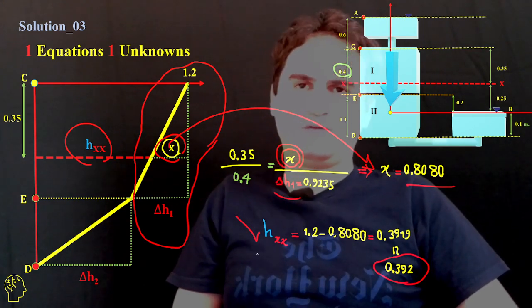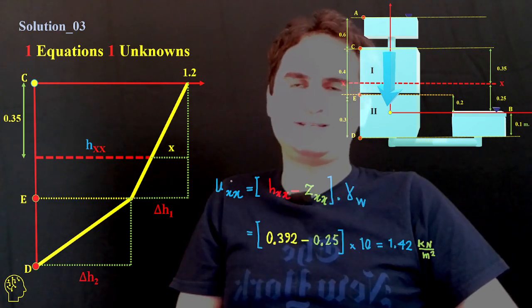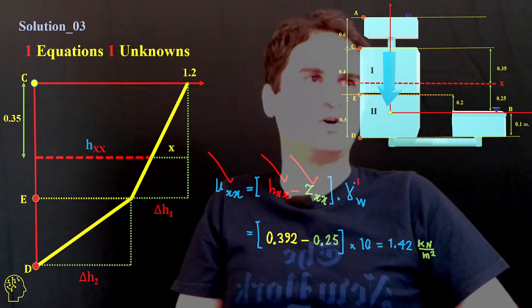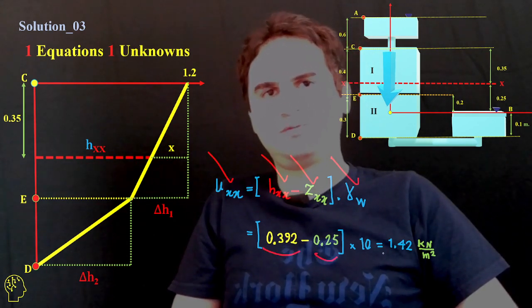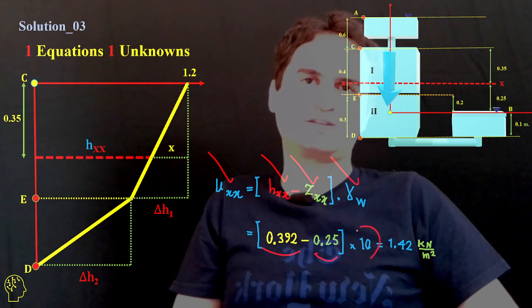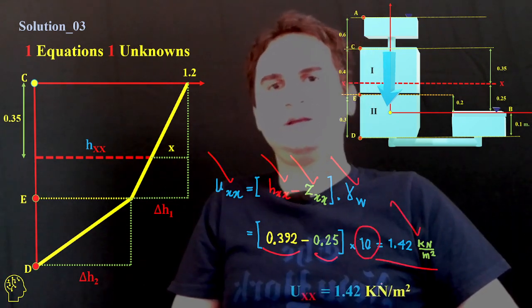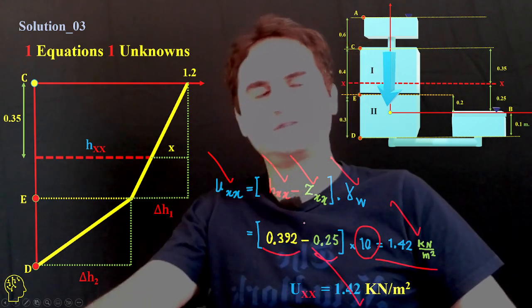0.392 for hxx. As soon as you have hxx, you can easily calculate uxx, which is hxx minus zxx times gamma w: 0.392 minus 0.5 times gamma w in SI units, and it gives you again a value of 1.42 meters squared.